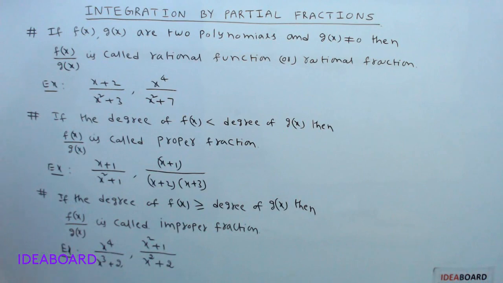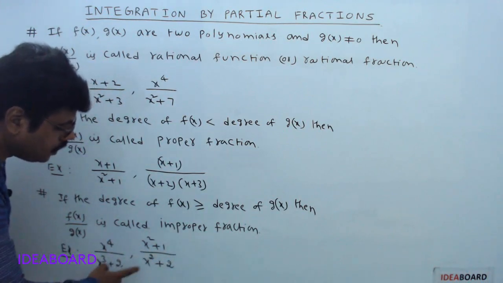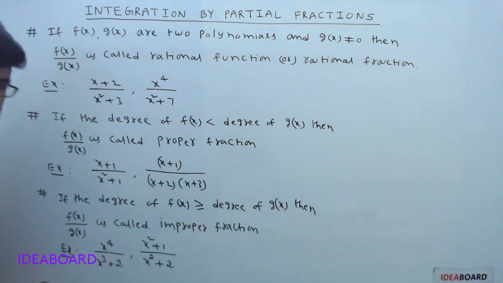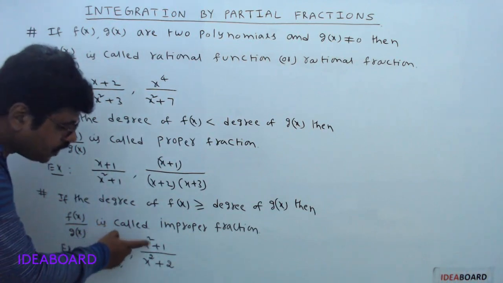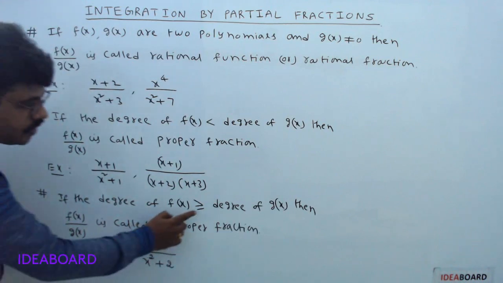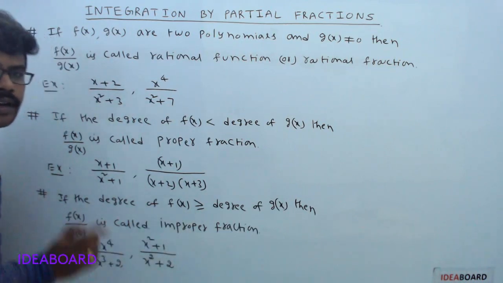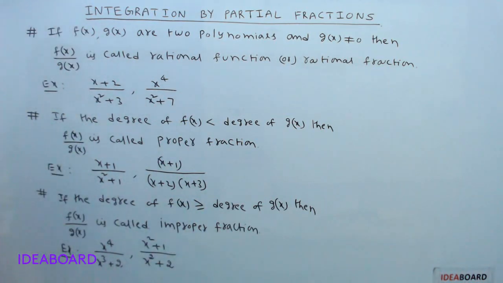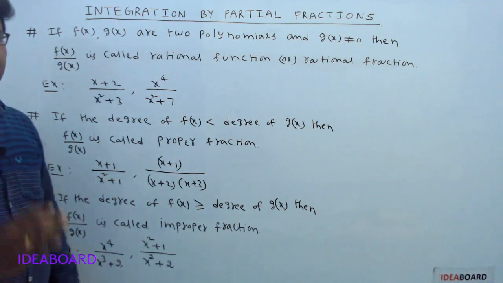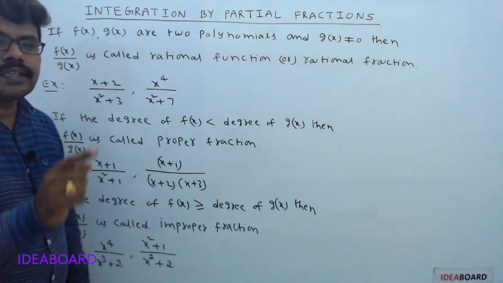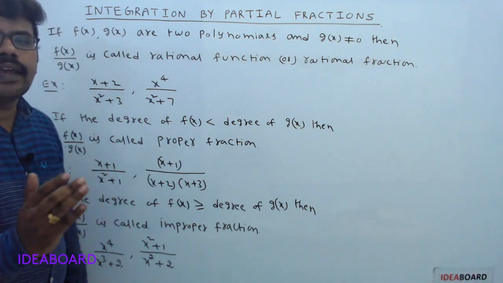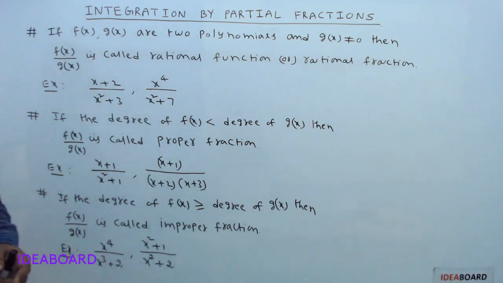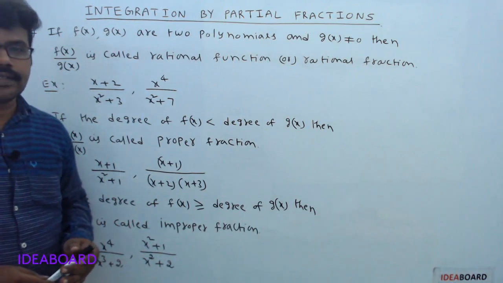Now come to another example. x square plus 1 divided by x square plus 2. Here degree of numerator is 2, degree of denominator is 2. So clearly degree of numerator is equal to degree of denominator. Here the equality condition is satisfied, so this fraction is called an improper fraction. See once again, improper fraction means degree of numerator is greater than or equal to degree of denominator. Such type of fractions are called improper fractions.